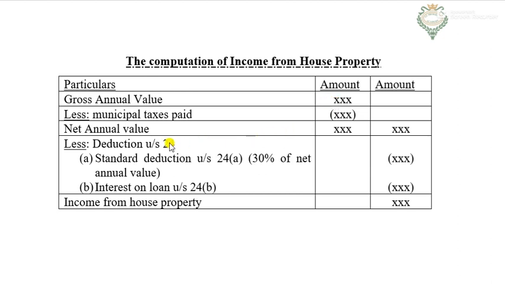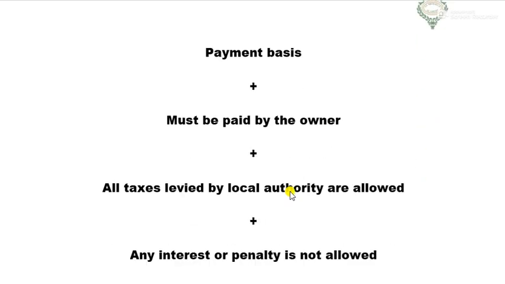The further steps in the format of income from house property is deduction under section 24. There are two deductions mainly, standard deduction and interest on loan. Both of them are quite easy, so let's discuss them one by one. But before that, we had some examples to be solved for the municipal taxes illustrations. So let's give a quick revision of how municipal tax is to be charged.